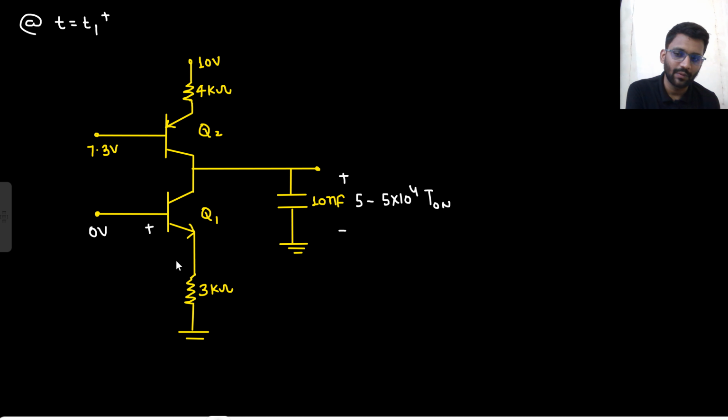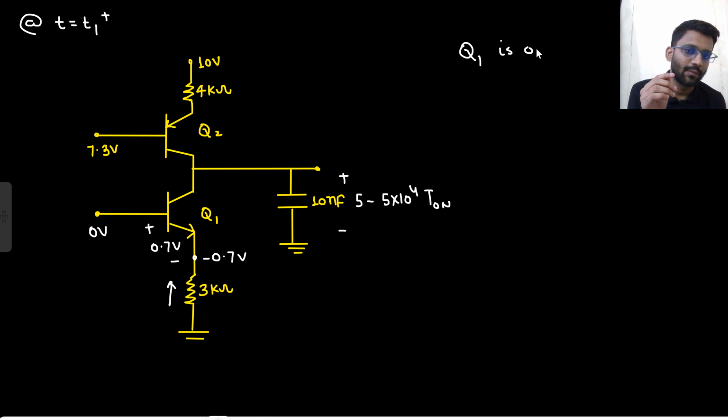If this is 0, what is the drop here? 0.7 volt, so this potential will be minus 0.7 volt. So what will be the current? The current will be in the upward direction, 0 minus 0.7 volt. Is that possible? No. Q1 will be off, because the input is 0 volt.